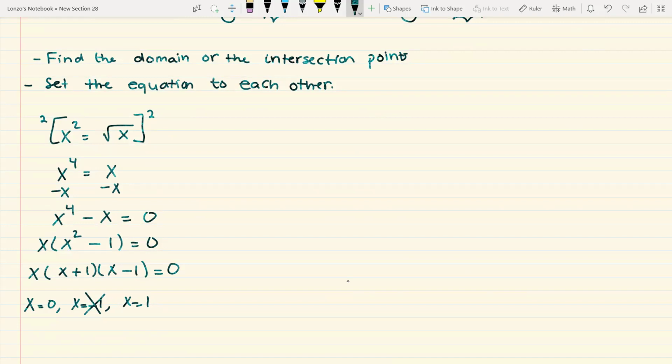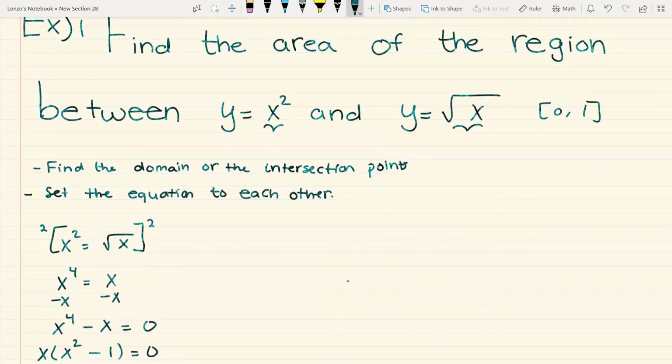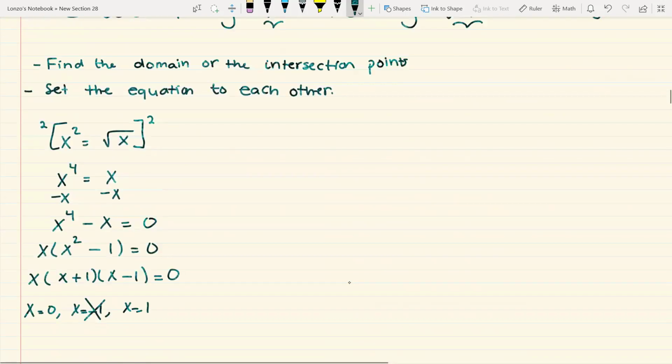So how do you graph? We know that y equals x squared is a parabola, and we know that y equals square root of x is a square root graph. We kind of know what that looks like. If you didn't know, you can make a table or you could put it in Desmos. So let's just quickly make a table.